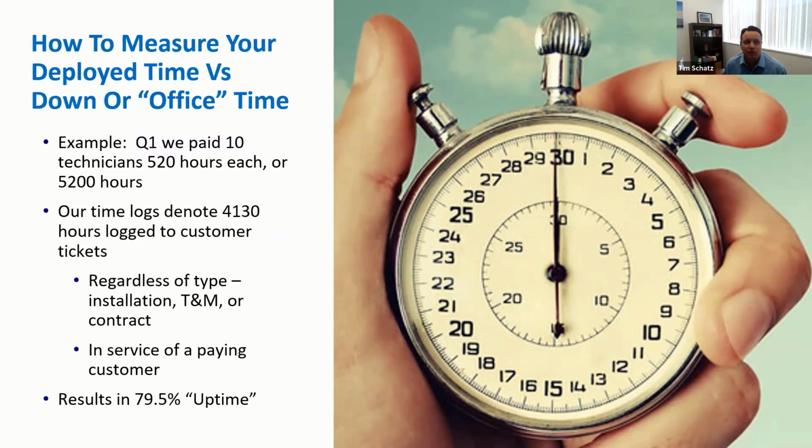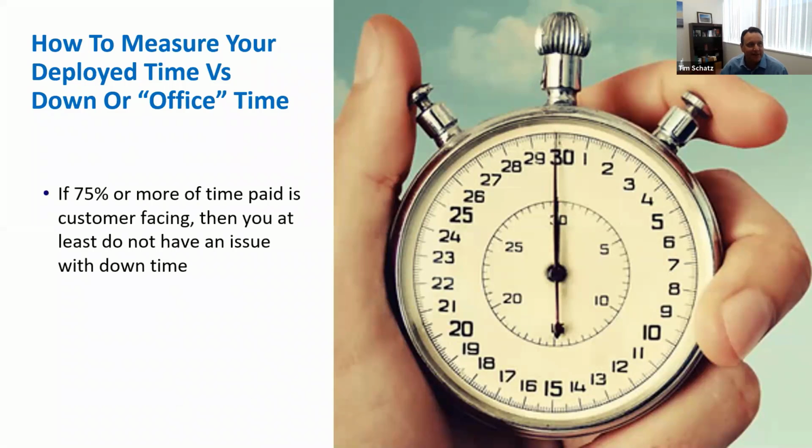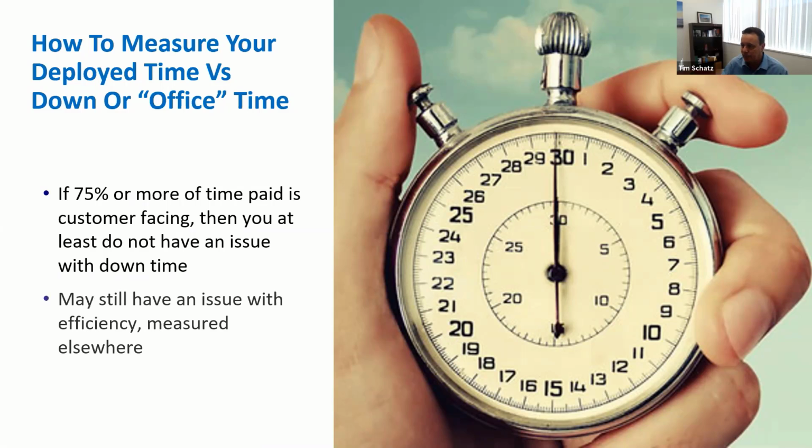So you can do this for a quarter. You can do this for all of 2020. You just have to make sure you're comparing the number of hours paid and the number of hours logged within the similar time period, and then you're good to go. Basically, if you have 75% or better customer facing, we would say you don't have a utilization issue at this time. You may still have an issue with efficiency of, are we spending an hour and a half and we should be spending an hour? That's something we have to measure differently.